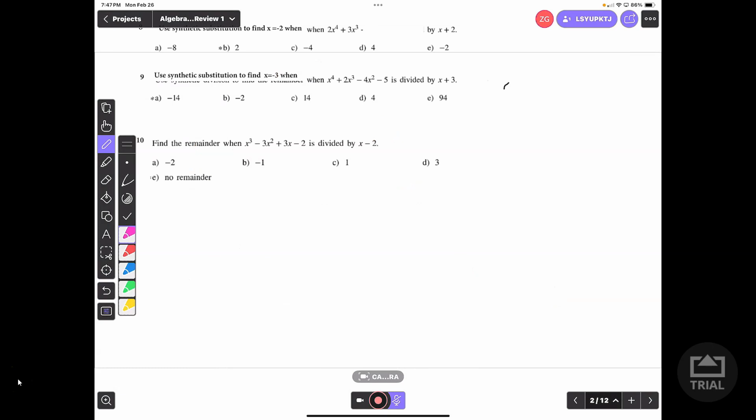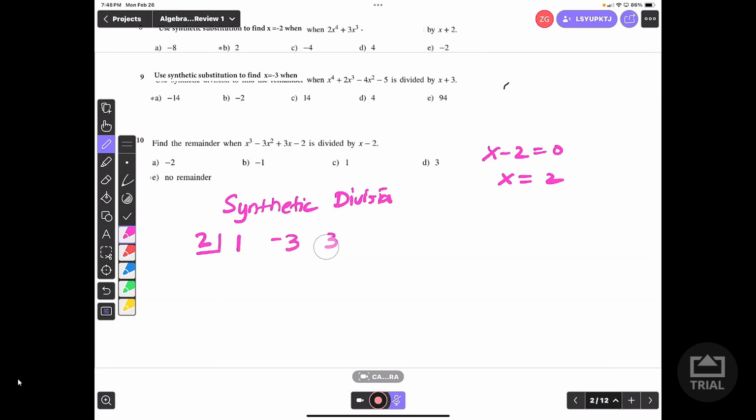Find the remainder when the polynomial is divided by x minus 2. Remember, we're going to use synthetic division. So on the side, you have x minus 2 equals 0. So x equals 2. So 2 goes here. Go ahead and list the coefficients: 1, negative 3, 3, negative 2. Bring down the 1. 2 times 1 is 2. Negative 3 plus 2 is negative 1. 2 times negative 1 is negative 2. 3 plus negative 2 is 1. 2 times 1 is 2.